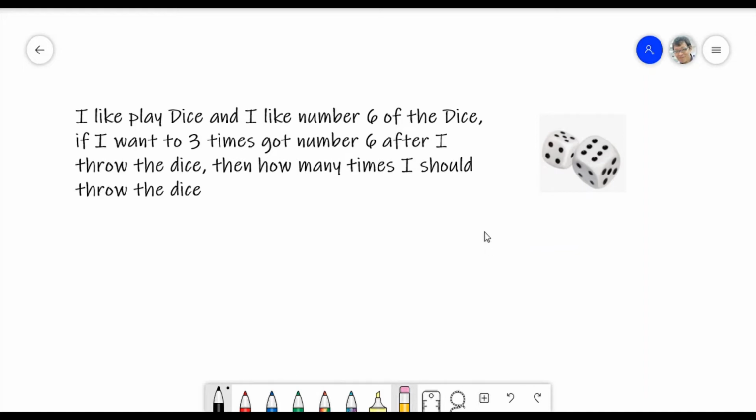Okay, so this can be a negative binomial random variable, so we can use the formula. Let's see how many times; I talked about expectation. X is how many times? Expectation of X equals R over P. R is what? 3 times. P is the probability of getting 6, which is 1 over 6.